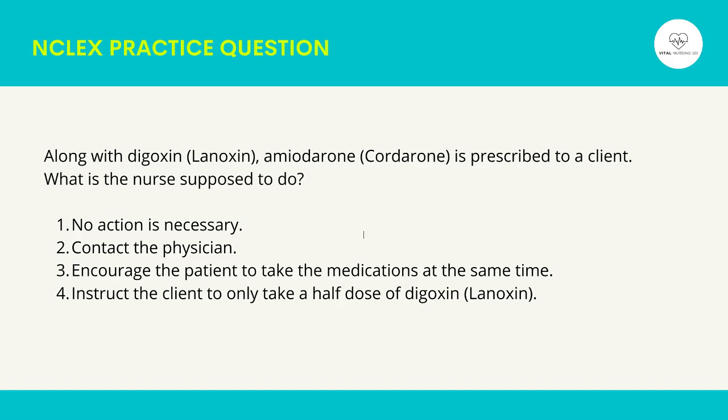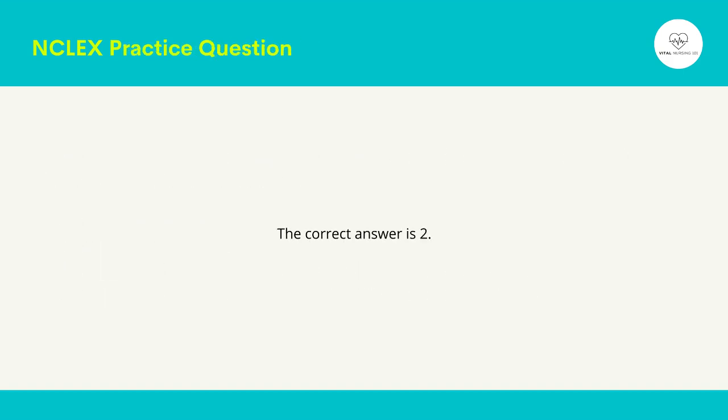The correct answer is 2. Amiodarone (Cordarone) and digoxin (Lanoxin) taken together can cause increased digoxin levels by as much as 2 times. Digoxin levels must be reduced when given together with amiodarone, due to a decreased clearance of the digoxin. Did you get it correct?